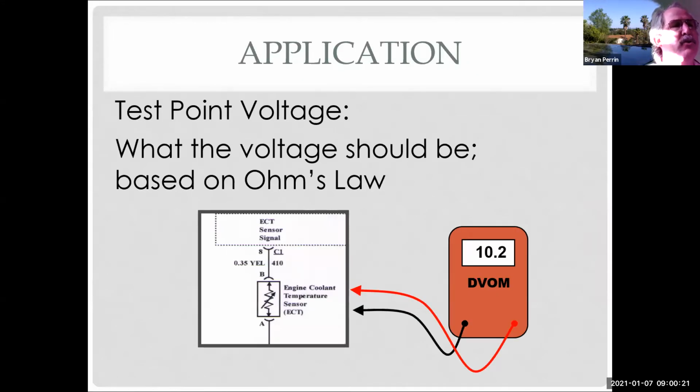You're going to hear me use the term test point voltage, what the voltage should be based on Ohm's law at any point in the circuit, right? Because I've got this cool tool, I'm going to hook it up and it's going to give me a number, but how do I know that number is the number I should have?